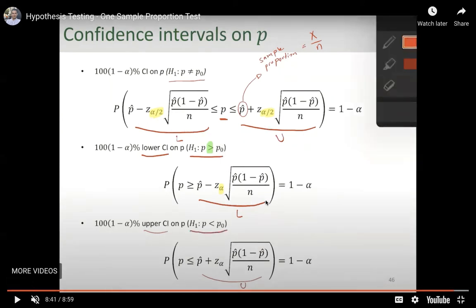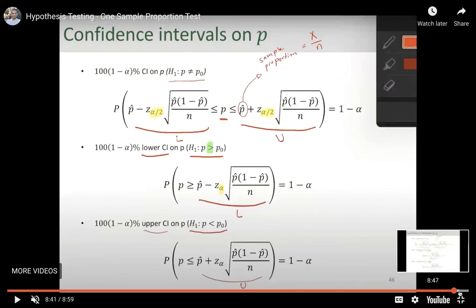If you want a one-sided confidence interval, that's the lower bound. If you want lower confidence interval, and if you want an upper confidence interval, that's the formula for the upper bound. Forget about the 1 minus alpha, blah, blah. So these are the formula for the lower bound, upper bound of the confidence interval. So just put those in your cheat sheet and plug the numbers and you will be good.